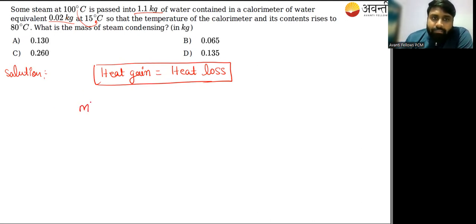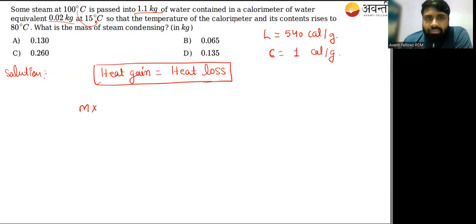So we can say that let m amount of steam has been converted into liquid. It has been condensed into liquid. So this will be given by m into L. L is the latent heat. If it is not given, you will remember latent heat of vaporization is 540 calorie per gram. Okay. If you take L in calorie per gram, you will take specific heat as only one. That will be easy for calculation. If it is not mentioned, then take this.